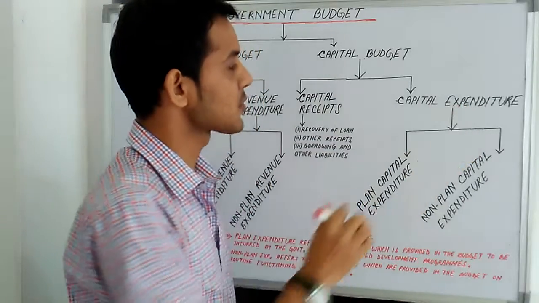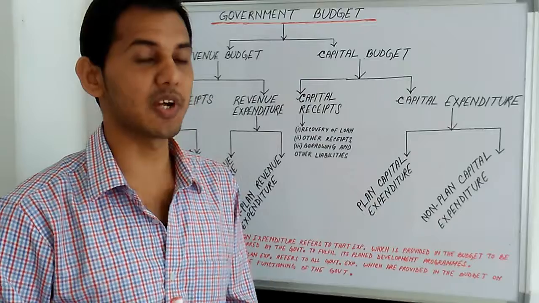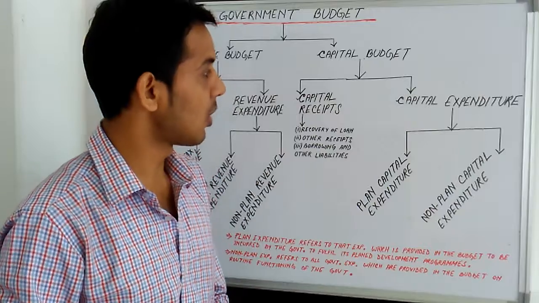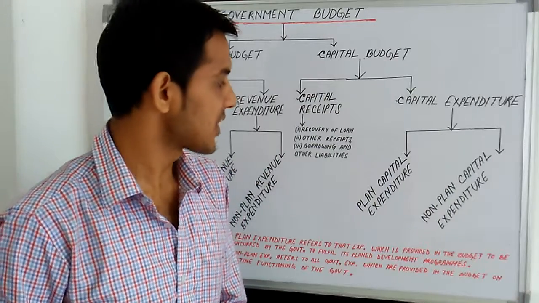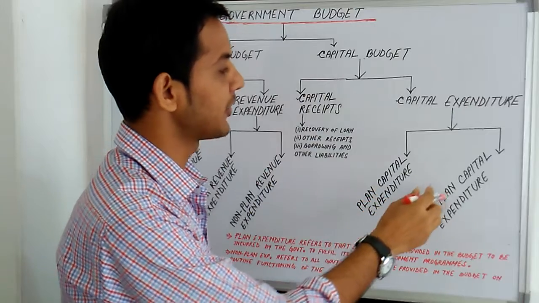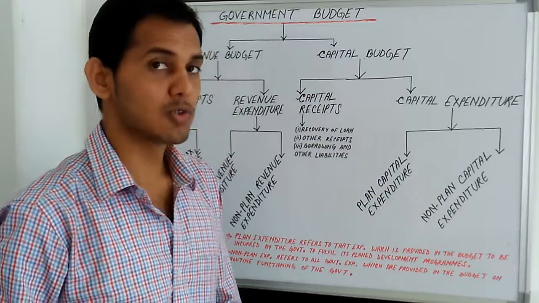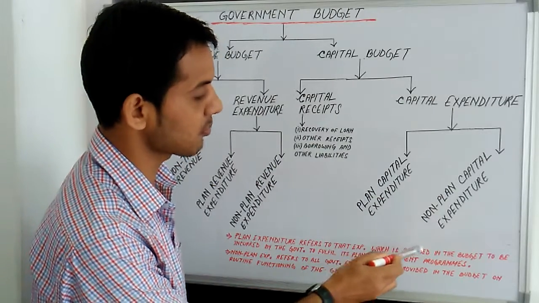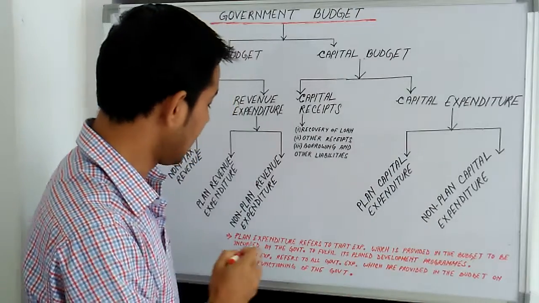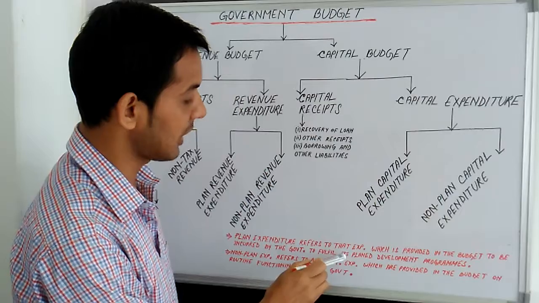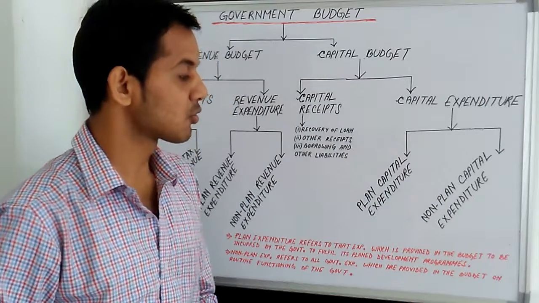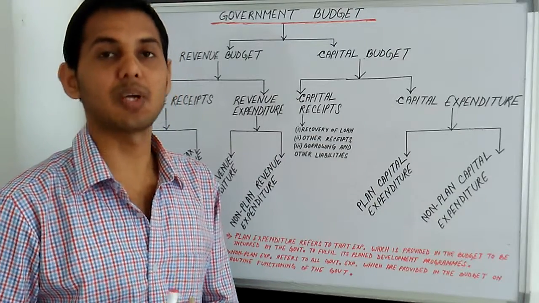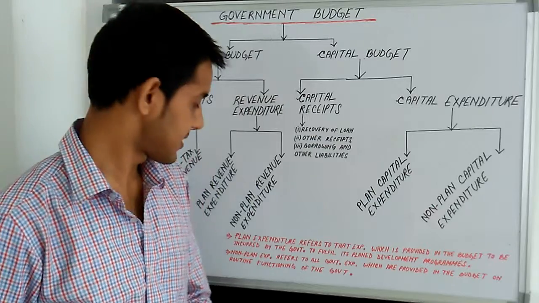Next, capital expenditure. So capital expenditure is an expenditure which either creates assets or reduces liability. So capital expenditure is also classified into planned capital expenditure and non-planned capital expenditure. So see, planned expenditure refers to that expenditure which is provided in the budget to be incurred by the government to fulfill its planned development programs. So for example, government spending on agriculture, power, industry, communication, health and education, etc.